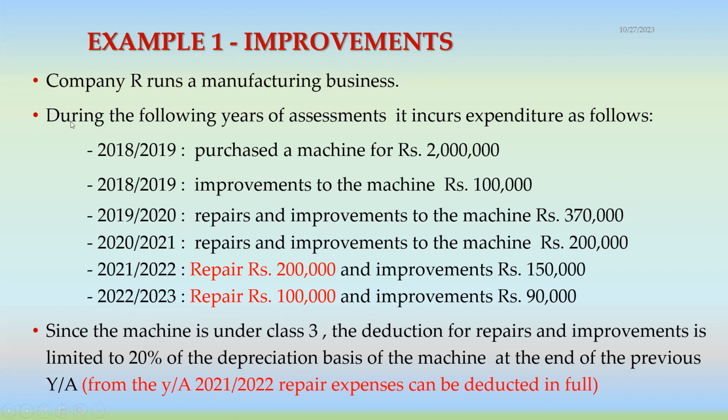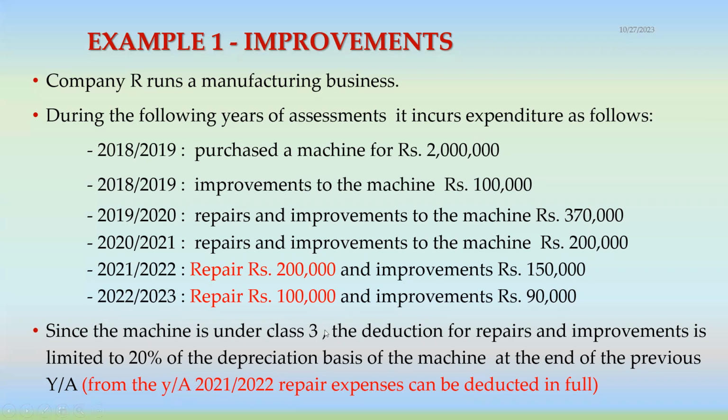That is why I have taken this example that they purchased this asset during the year of assessment for 2 million. In the 18-19, improvements to the machine, they incurred 1,000. In the 19-20, repairs and improvements, 300,000. In the 2021, repairs and improvements, 100,000. 21-22, repair 200 and 150. 22-23, repair 100 and improvements.